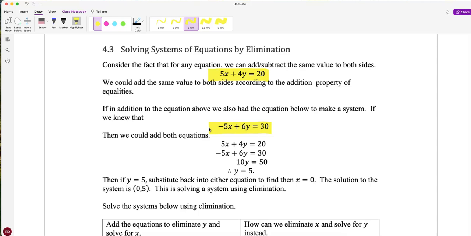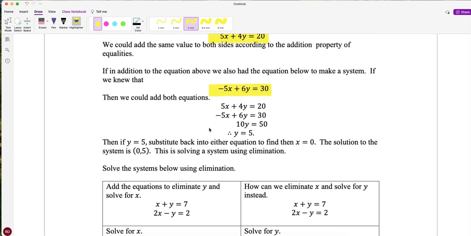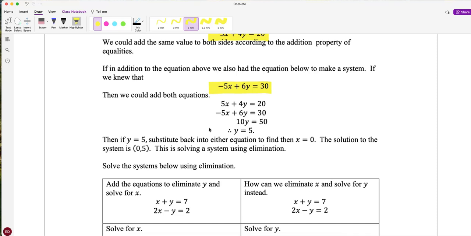If I write both of these equations down, 5x plus 4y equals 20, negative 5x plus 6y equals 30, I can add both equations. When I add the 5x and the negative 5x, that goes away. Then you get 10y is equal to 50, and therefore, that's what the little three dots are, therefore y is equal to 5. So now, without graphing or without substitution, I know that y is 5.